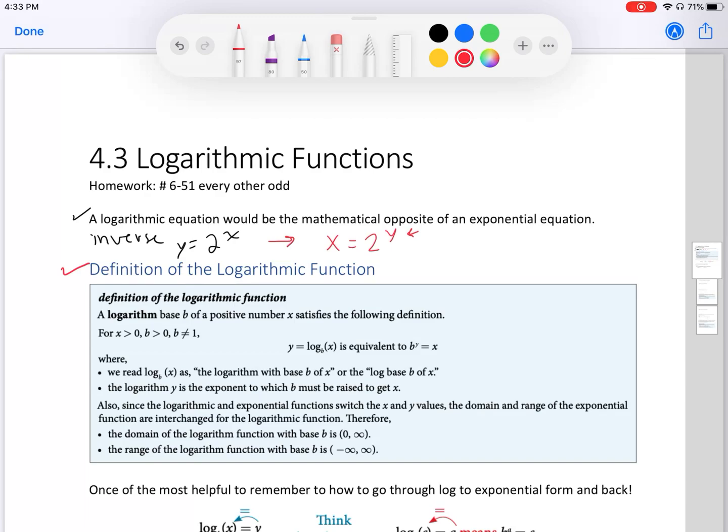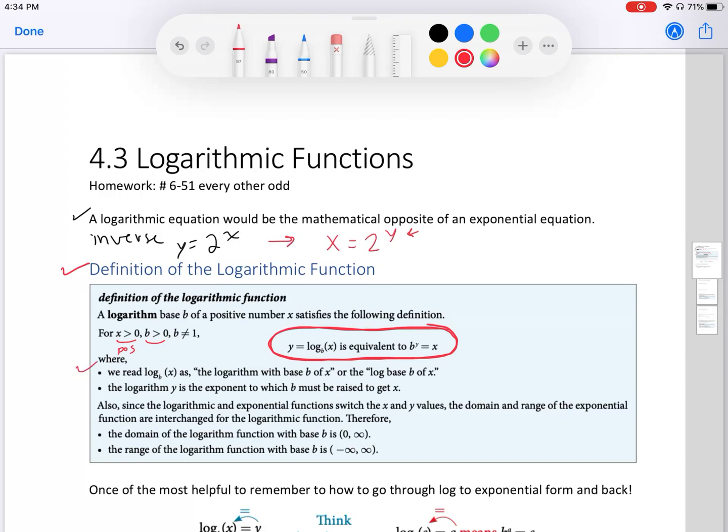A logarithm base b of a positive number x satisfies the following equation, for x greater than 0, meaning your x has to be positive, and b greater than 0 and not equaling 1. So y equals log base b of x is equivalent to b raised to the y equals x. This is so important. Write it on a post-it, have it handy, write it on your hand. It'll be important for the remainder of the chapter.